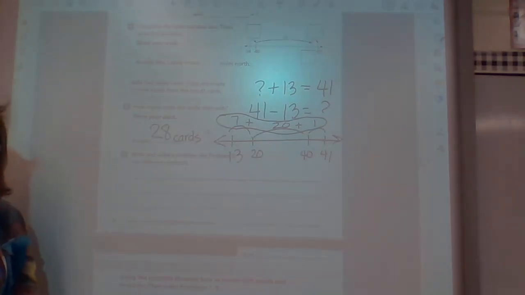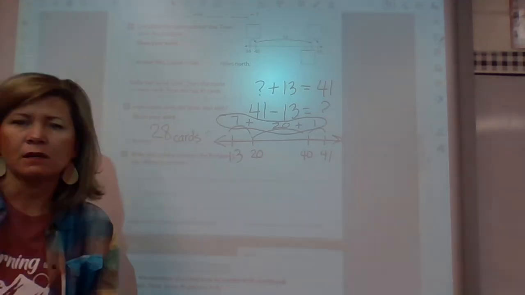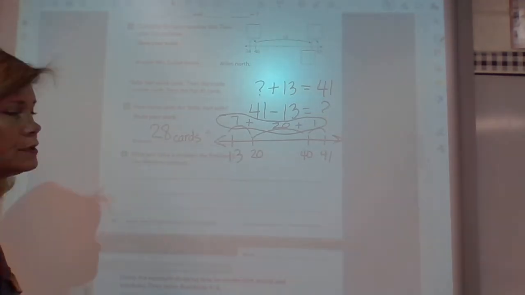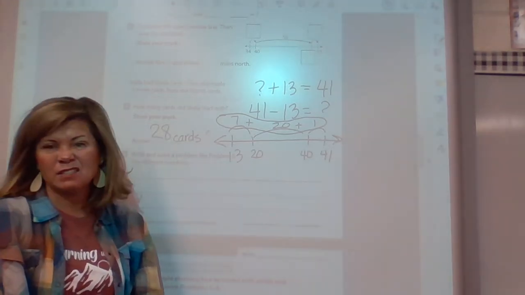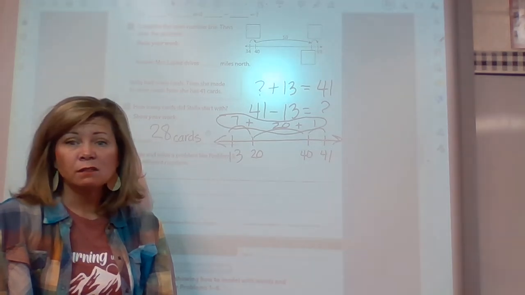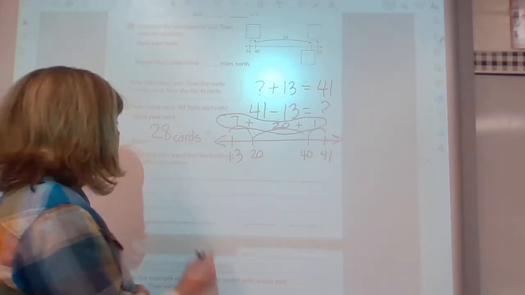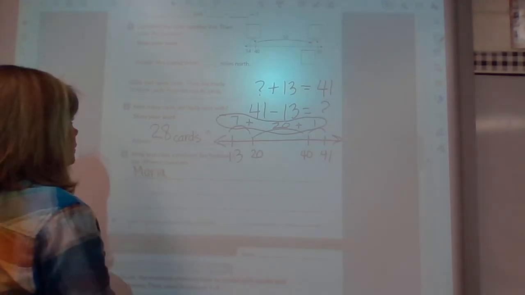All righty. Whew, this next one, this is a tough guy. Write and solve a problem like number 5. Okay, we're going to write and solve a problem like that. Use different numbers. Okay, right. Well, we don't have Stella in our class, but we do have a Maria. Let's go with Maria, okay? Maria. That's who we're going to use.